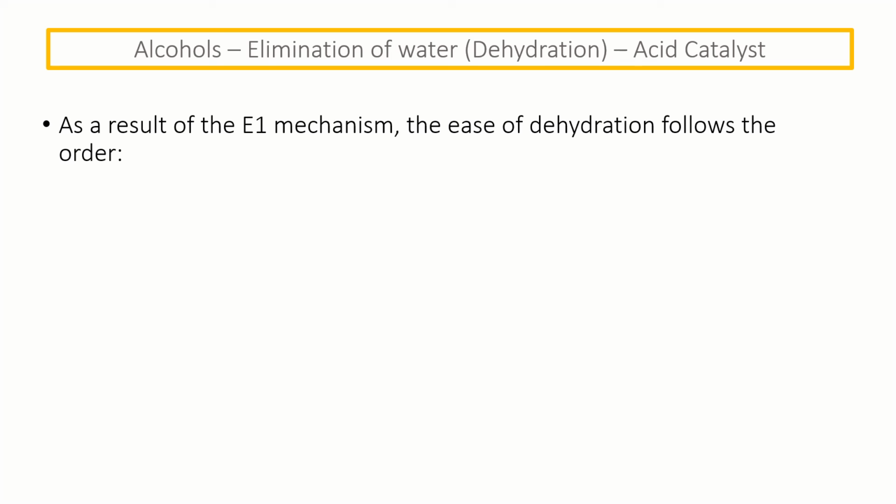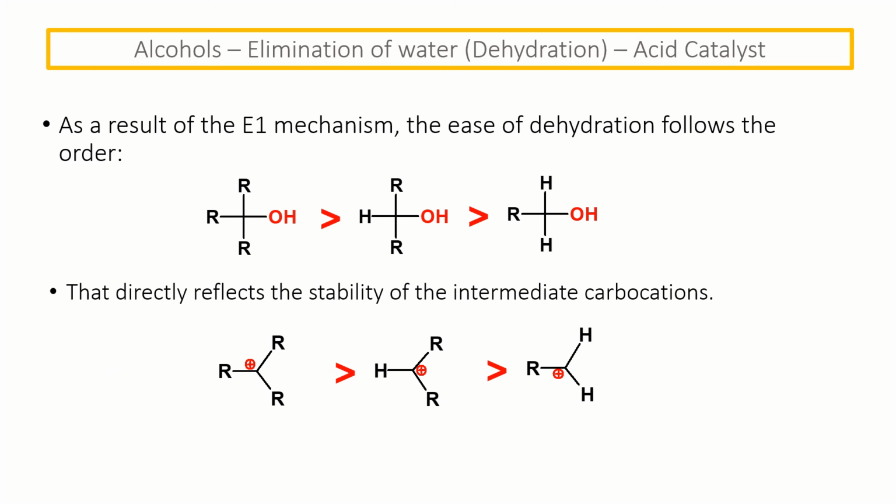Because this is an E1 mechanism, then of course, as we stated before, you'd expect the rate of elimination to occur in the following order, because these are the stabilities of the carbocation, where this tertiary is much more stable, therefore low activation energy, than the primary. As we stated before, there is a propensity for rearrangement to occur if it can occur.